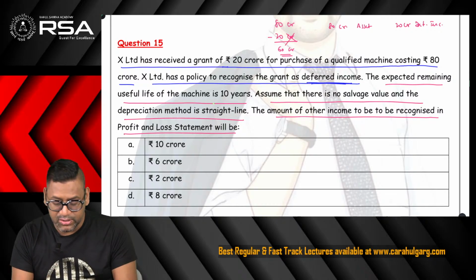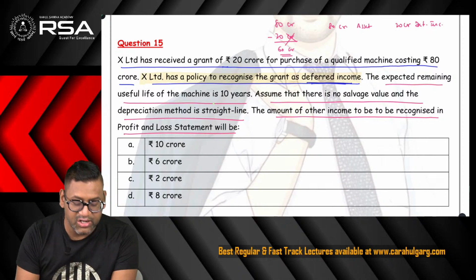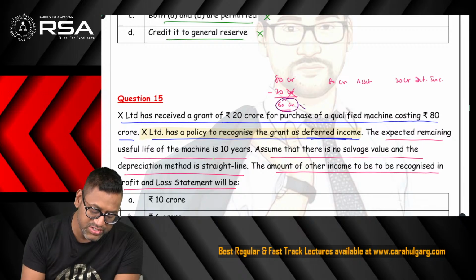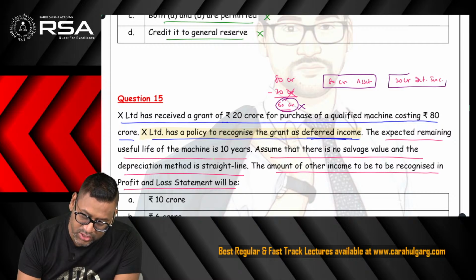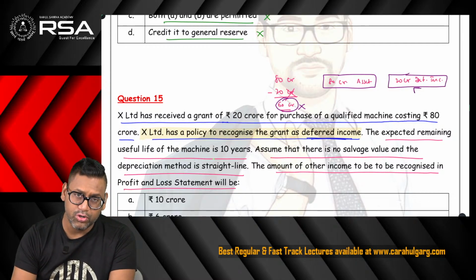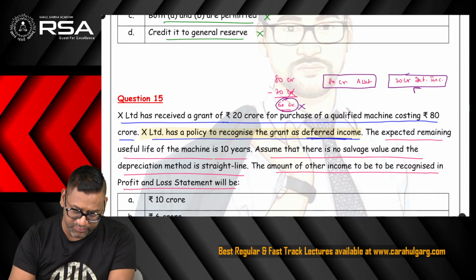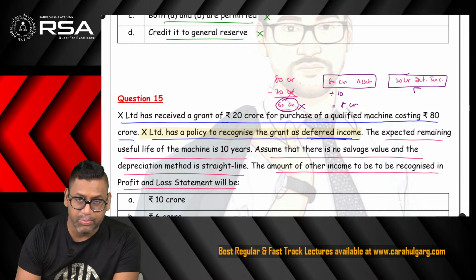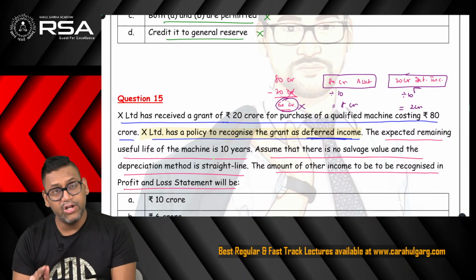So the thing which the question is saying, the company has a policy to recognize the grant as deferred income. It simply means that when the company will depreciate the asset, it will not depreciate 60 crore. It will depreciate the whole 80 crore and it will take the relevant portion of the 20 crore rupees separately in the P&L account on a systematic basis over the useful life. The useful life is 10 years. When you charge the depreciation, you will say 80 crore divided by 10, so 8 crore is the depreciation, and 20 crore divided by 10, 2 crore rupees shall be taken to the credit side of P&L.